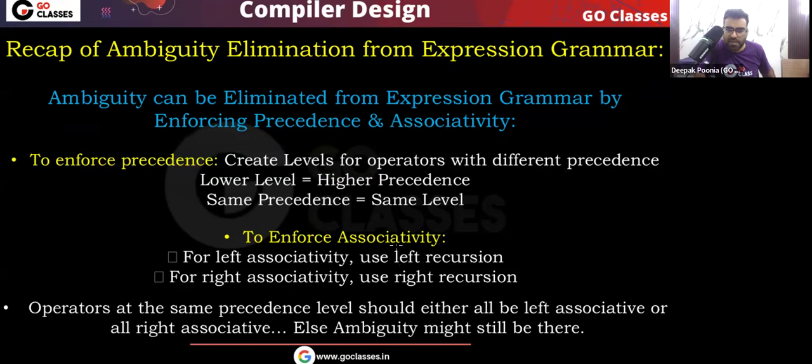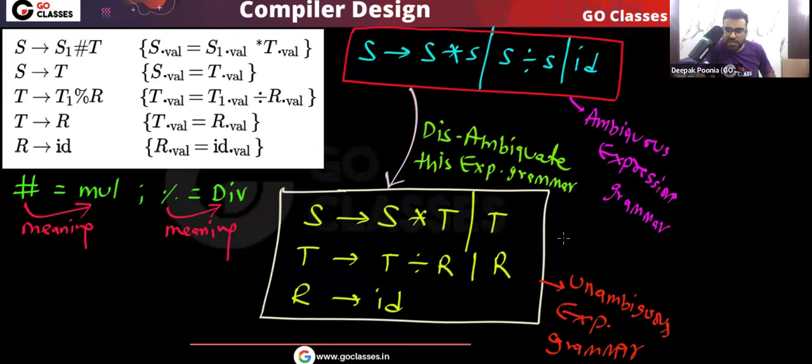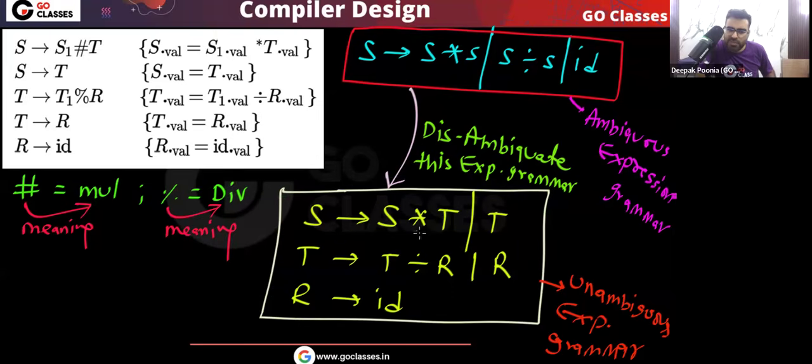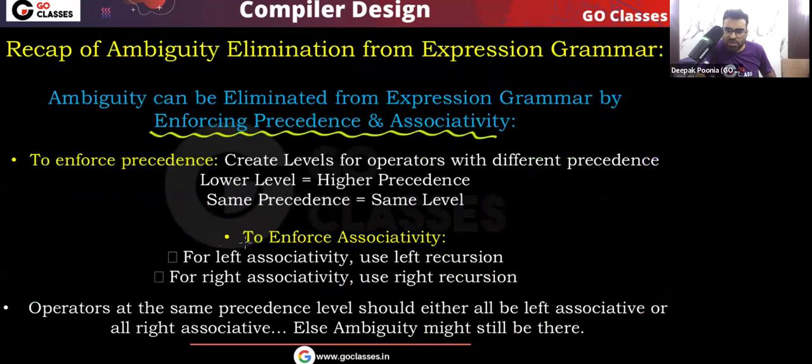You can see here in this grammar, this is the unambiguous expression grammar. Here the higher level is star, meaning multiplication is at the higher level. Higher level means lower precedence, lower level means higher precedence. So division has higher precedence than multiplication. Next, how to enforce associativity? To enforce associativity, we will use recursion. For left associativity, use left recursion. For right associativity, use right recursion.